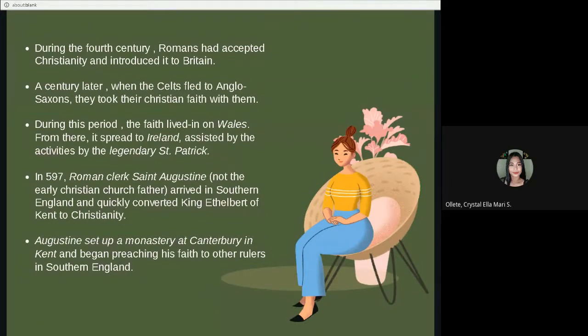A century later, when the Celts fled the Anglo-Saxons, they took their Christian faith with them. As you can see po, when the Anglo-Saxons arrived in Britain, they were pagans, but as time went on po, they gradually converted to Christianity. That's the influence of the Celts po on the Anglo-Saxons.